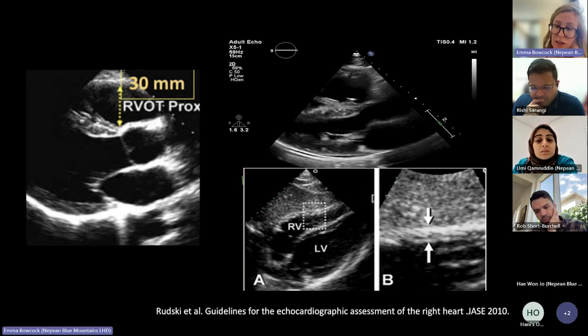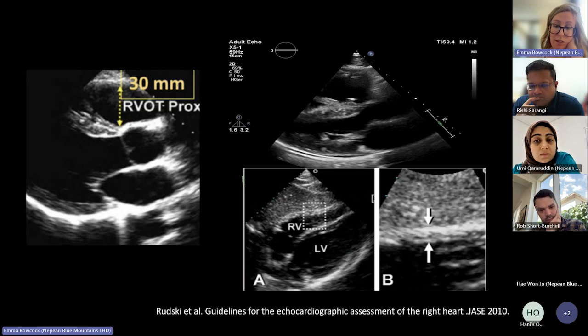And of course, the other thing that we can look at for RV wall thickness, and this is what's recommended for how we measure it, is zooming in on a subcostal view using 2D calipers from here to here. And more than 5 millimeters is RV hypertrophy, which is suggestive of chronic pressure overload.